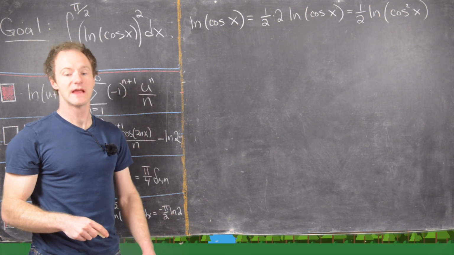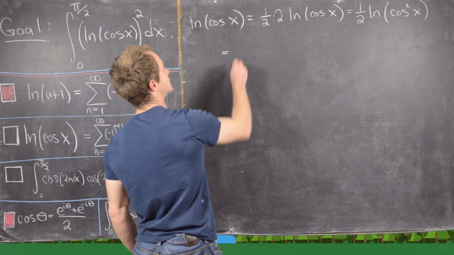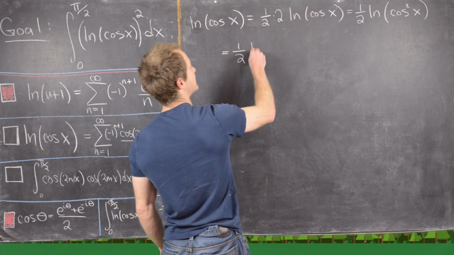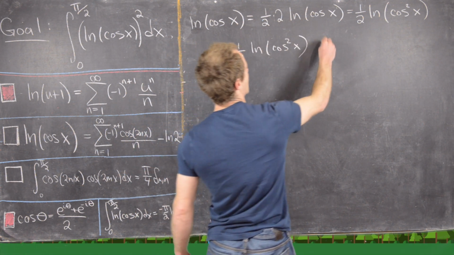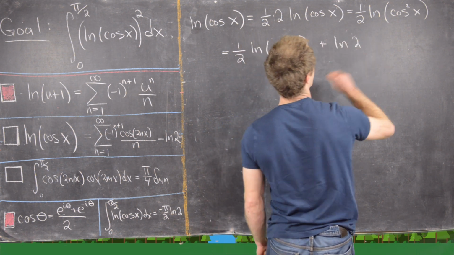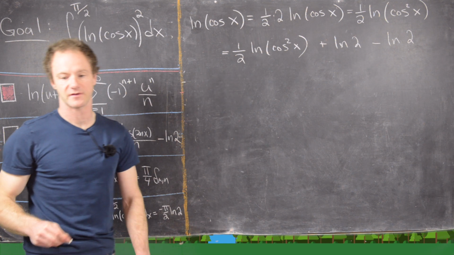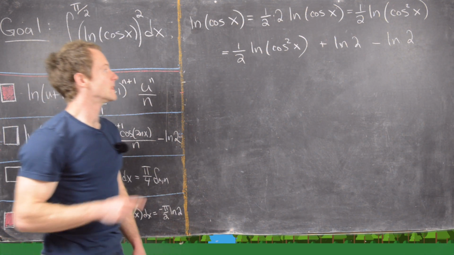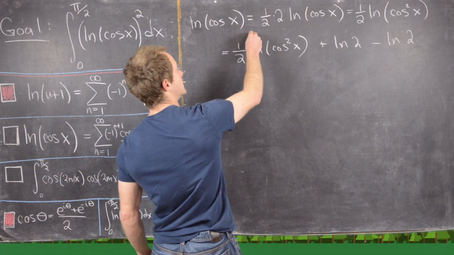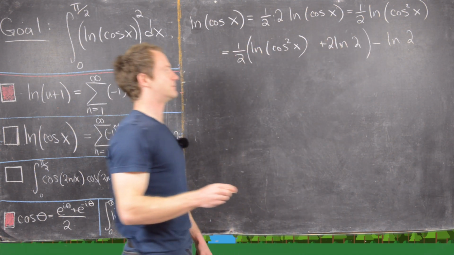Okay, so now from here, I'm going to add 0, and I'm going to do that in the following way. So this is equal to 1/2 natural log of cosine squared x plus the natural log of 2 minus the natural log of 2. So obviously if we add and subtract the natural log of 2, that's okay. But now what I can do is put a parentheses around these if I multiply this by 2.